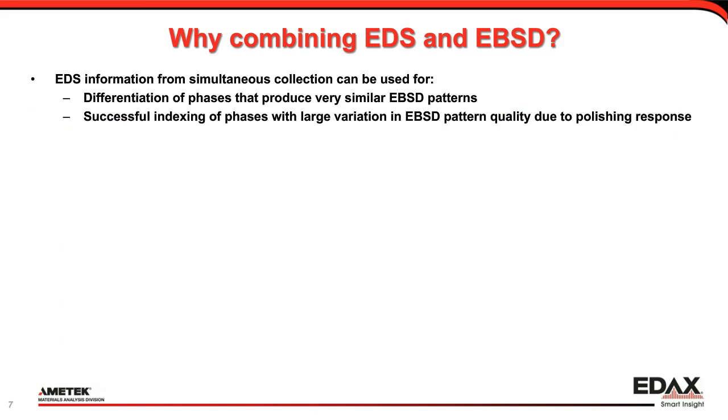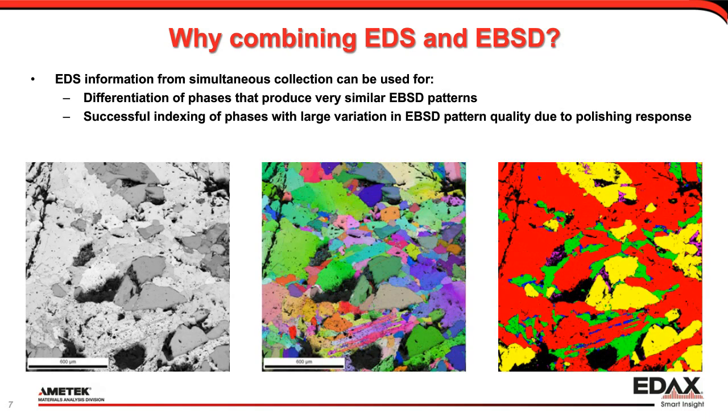But materials that exhibit similar patterns are not the only case where EDS information can help a lot. A notorious problem is often the difference in polishing response of different phases in a multiphase material. So even when the polishing is optimized for the matrix material, quite often other phases in the sample do not respond in the same way to the polishing procedure.